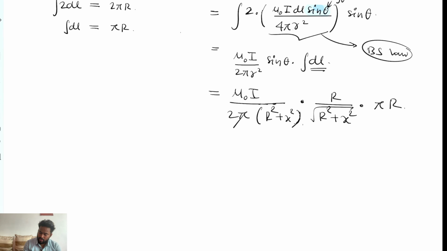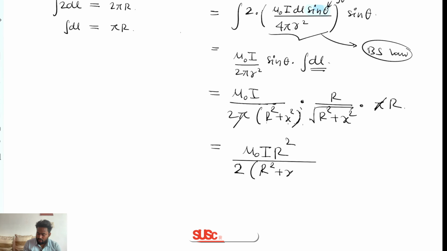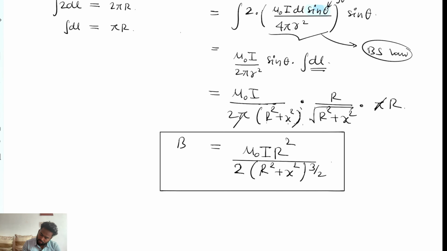Integral of dl will be how much? Pi r. So pi cancel, it will become mu naught I r square upon 2 times, here we have r square plus x square power 1, and here we have r square plus x square power 1 by 2. So overall it will become what? R square plus x square power 3 by 2. So magnetic field will become how much? Mu naught I r square by 2 times r square plus x square power 3 by 2. Okay, this is an important formula.